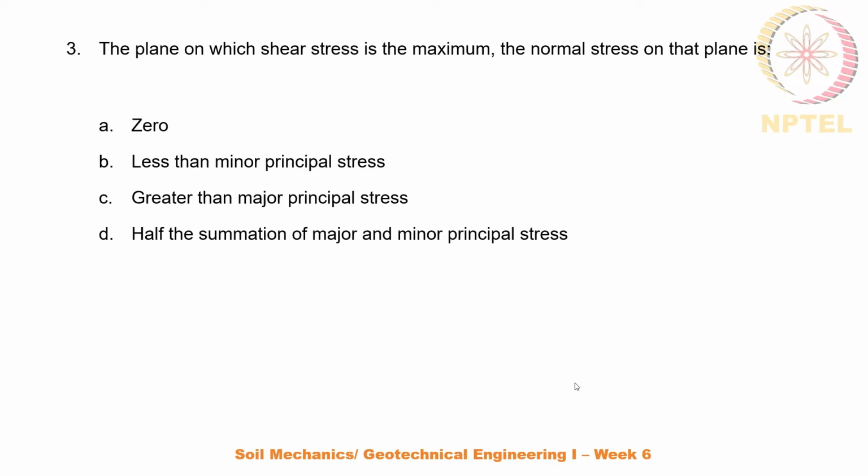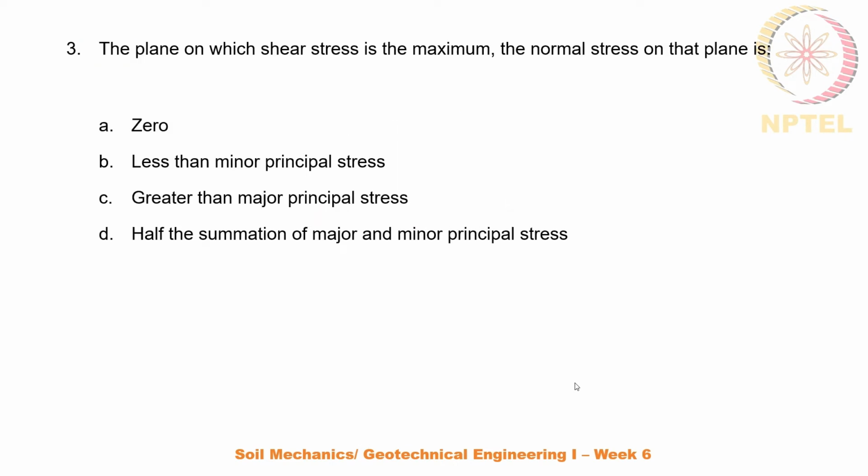Moving on to the third question, we have the plane on which shear stress is the maximum, the normal stress on that plane is. So we have a plane where the shear stress is maximum. Then what will be the value of normal stress? Option A, 0. Option B, less than minor principal stress. Option C, greater than major principal stress. Option D, half the summation of major and minor principal stress. So what will be the normal stress on a plane with maximum shear stress?